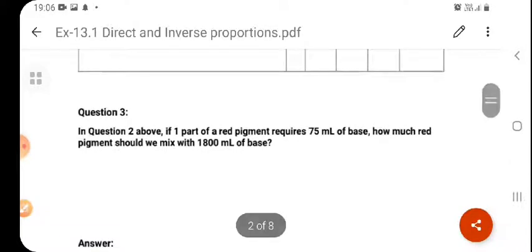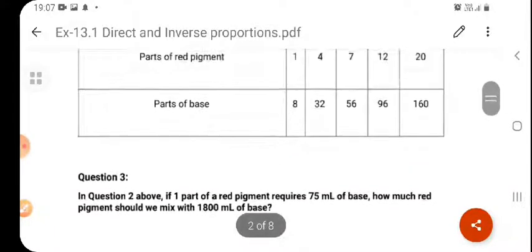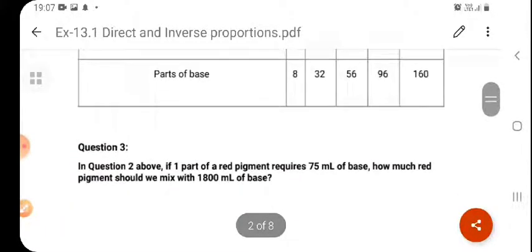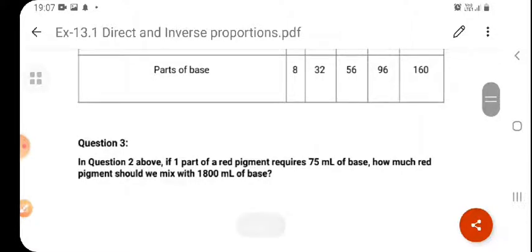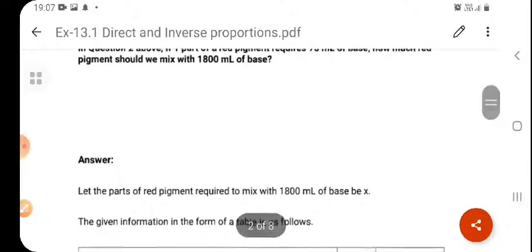Okay, in question 2 above, if one part of red pigment requires 75 ml of base, how much red pigment should we mix with 1800 milliliter of base? Here one part of red pigment is required for 75 ml of base. So how much red pigment will be required for 1800 milliliter of base?